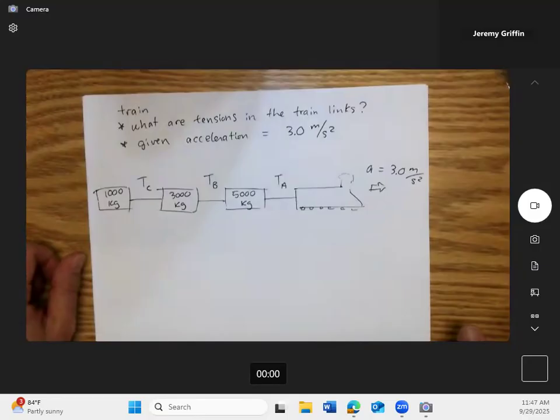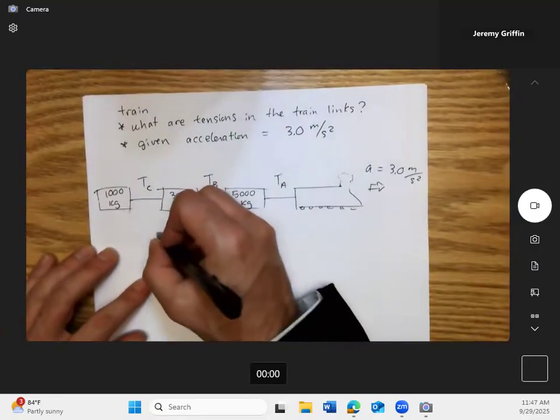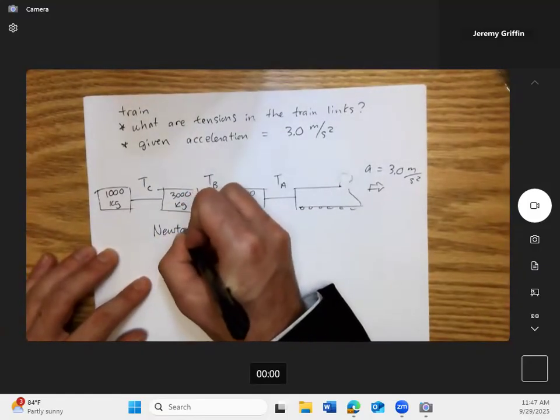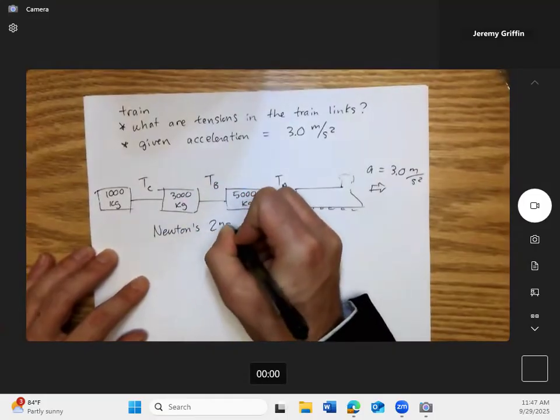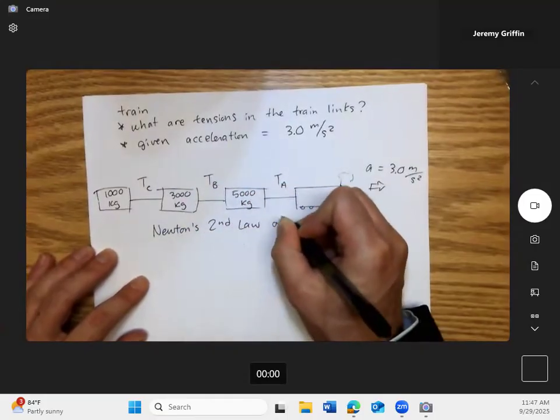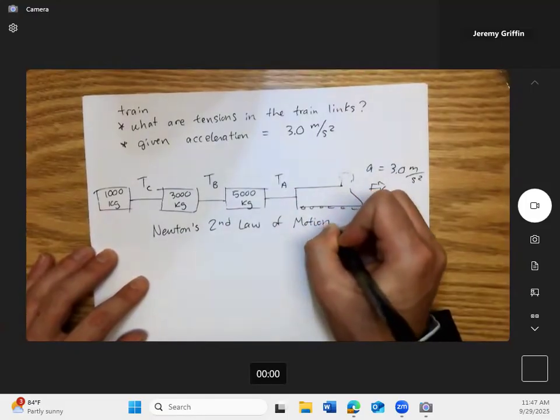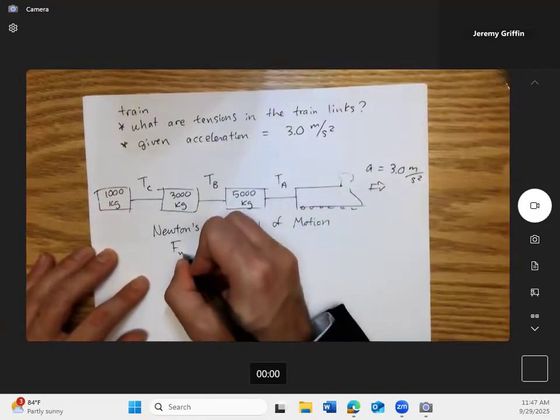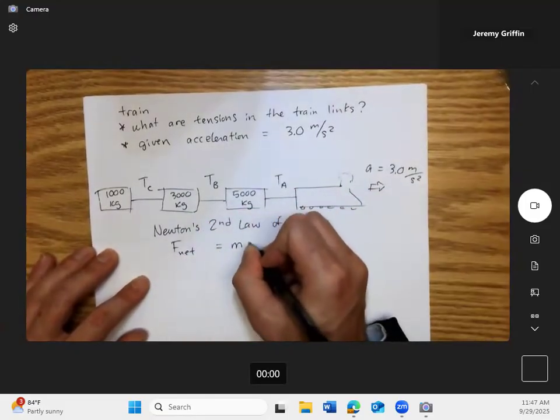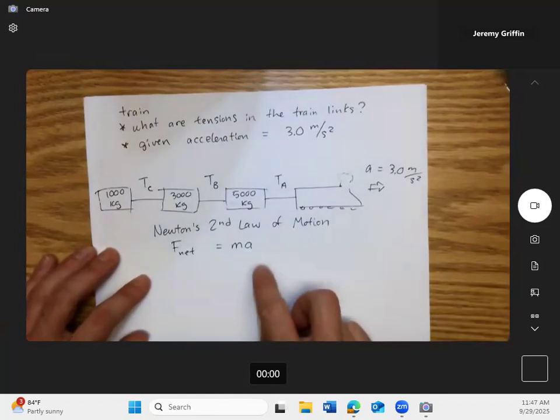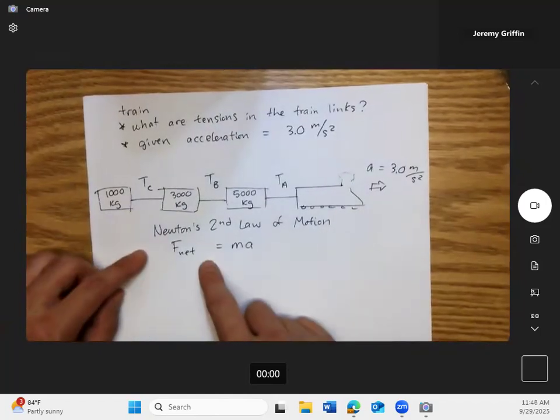Newton's second law. Isn't this a job for Newton's second law of motion? Which goes like this: net force equals mass times acceleration. That's one way to think of it. You have the masses, you have the accelerations, so we can find the net force.